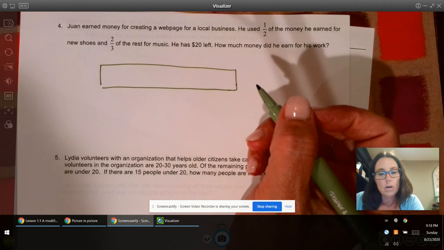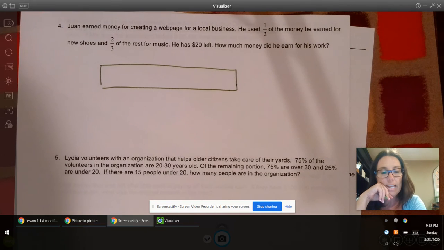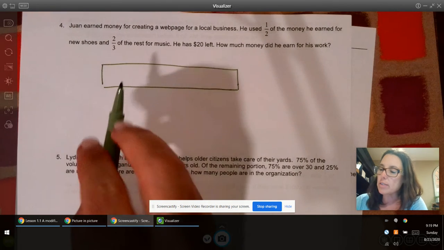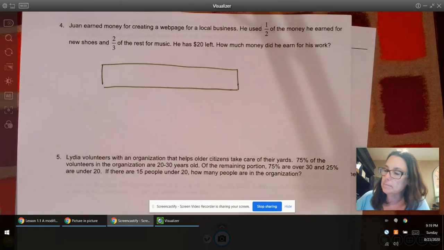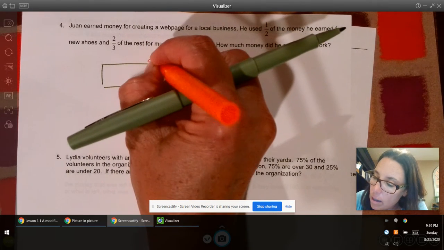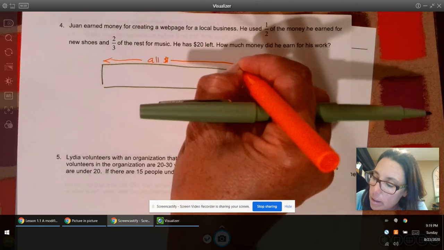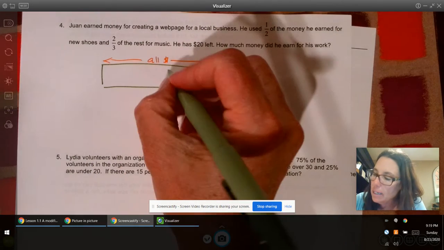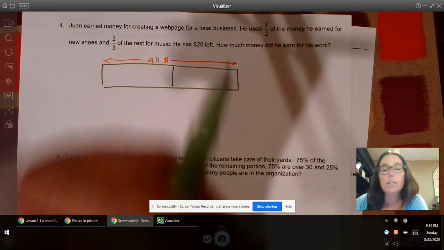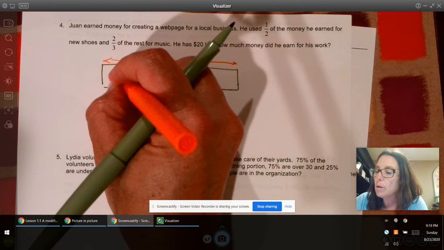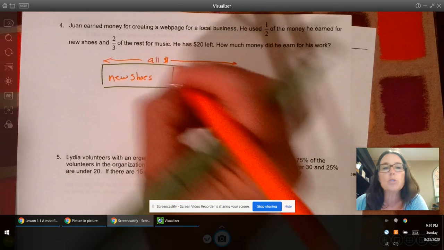All right, so let's see. It says half of his money. So this is all his money, the whole thing. Okay, half of his money was spent on new shoes. Okay, and it's okay to write new shoes inside.